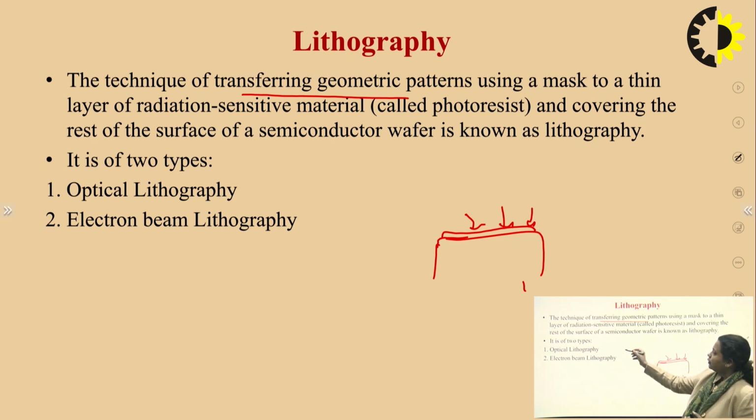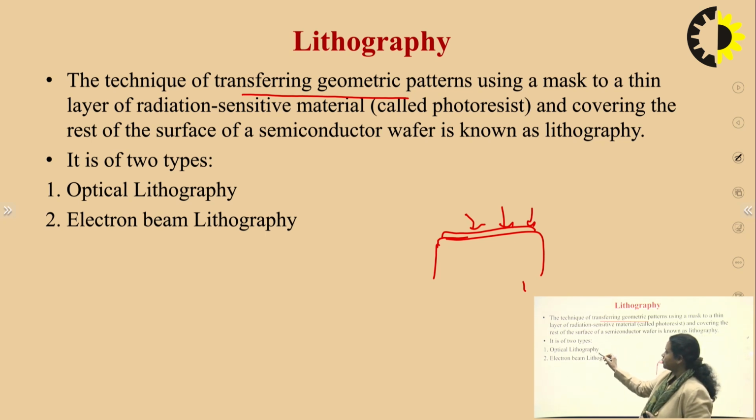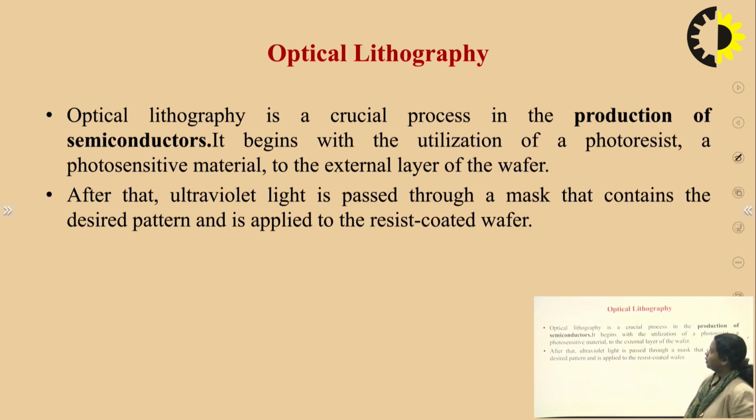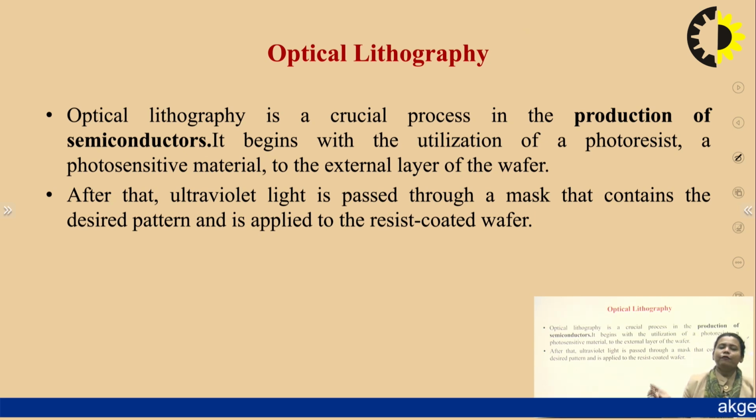So lithography is basically of two types, optical lithography and electron beam lithography. It is a transfer of pattern and it can be done in two ways. Optical lithography is a crucial process in the production of semiconductors, because it is all about making certain patterns, and the patterns can be formed with the help of optical lithography.